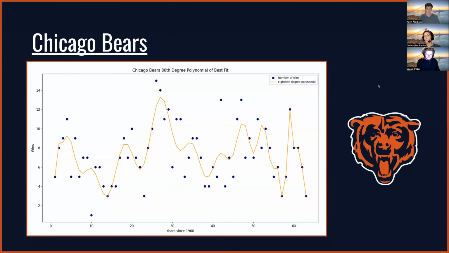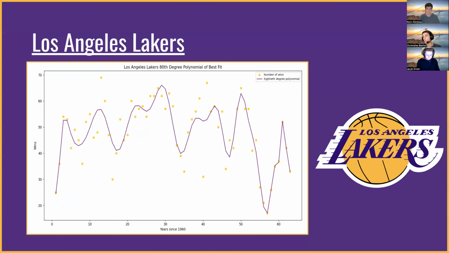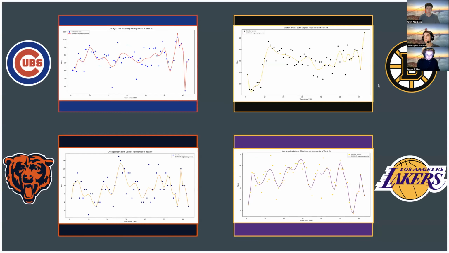Here we have the Chicago Bears. Again, it's following the trend. This one was starting off low, then going high, and then going low again. And then, as usual, all these outliers are getting kept within the polynomial. And then here's all four of them together. And then we're going to see later how all of these three different polynomials will fit together.